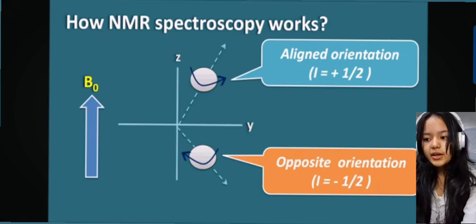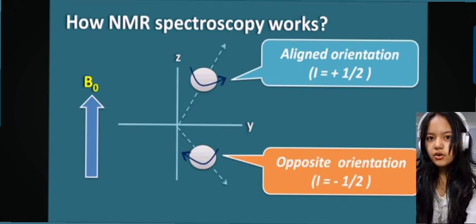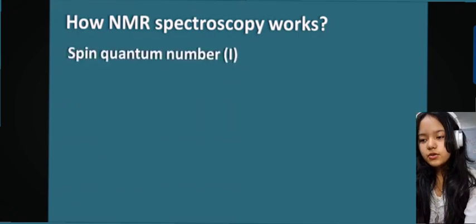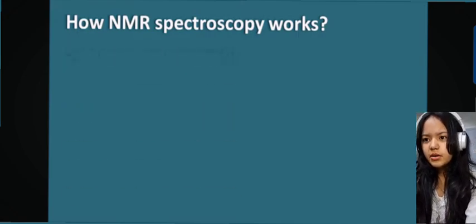So under the applied magnetic field, a nucleus can either have plus half orientation or minus half orientation. Now let us see how NMR spectroscopy works. In order to understand NMR spectroscopy, we have to define a few other parameters.